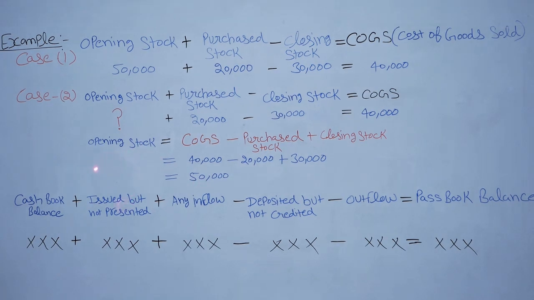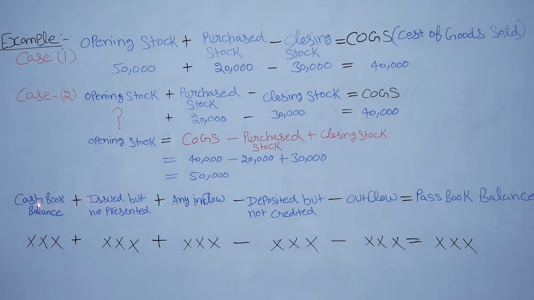A similar situation comes under bank reconciliation statement. Suppose the question starts from cash book balance, then add checks issued but not presented, then add any inflow of cash, then deduct checks deposited but not credited, then deduct outflow, and finally we get the passbook balance. Till now we were going from cash book to passbook. Now suppose we have to go from passbook to cash book, then all items will be reversed. Positive will become negative and negative will become positive.